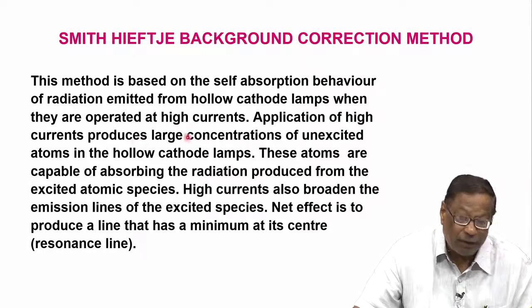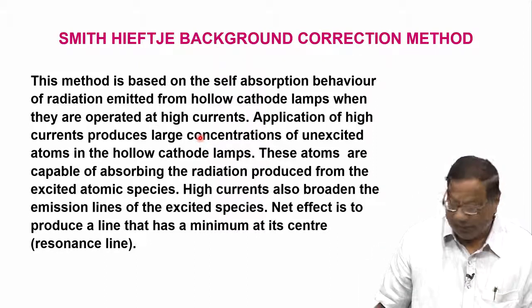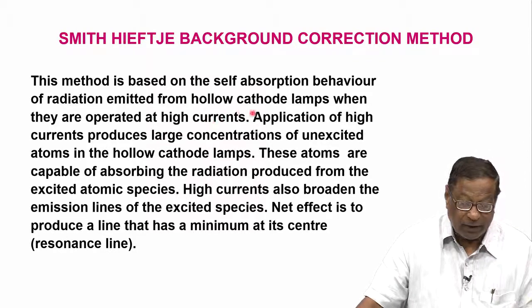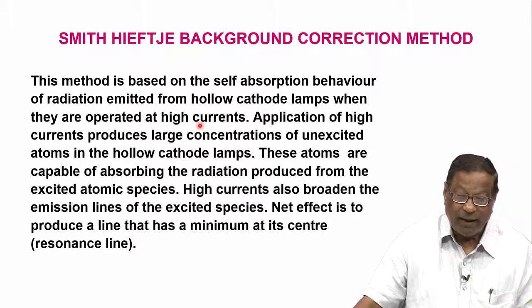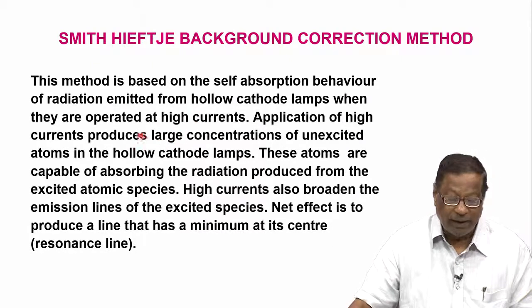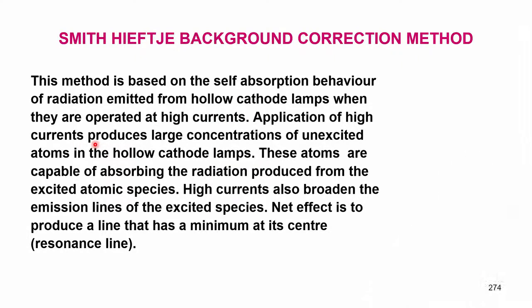So, how do I increase the temperature in the hollow cathode lamp? What I do is, at high current, whenever I operate the hollow cathode lamps with high current, the self-absorption behavior becomes more prominent because it gets heated more and the absorbance will be more. So, application of high current, what does it do? It produces large concentrations of the unexcited atoms in the hollow cathode lamp. So, these unexcited atoms, I think you should remember this.